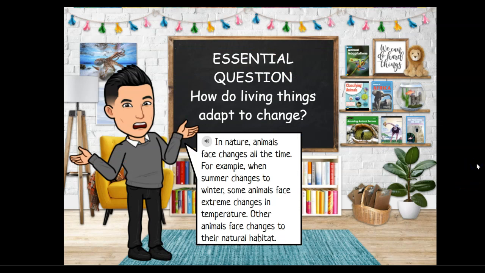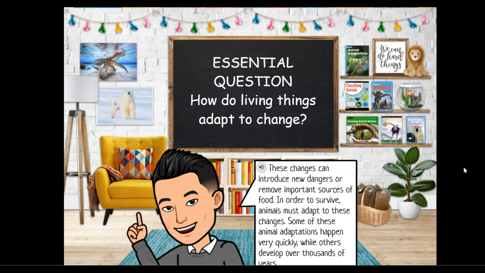In nature, animals face changes all the time. For example, when summer changes to winter, some animals face extreme changes in temperature. Other animals face changes to their natural habitat. These changes can introduce new dangers or remove important sources of food. In order to survive, animals must adapt to these changes. Some of these animal adaptations happen very quickly, while others develop over thousands of years.